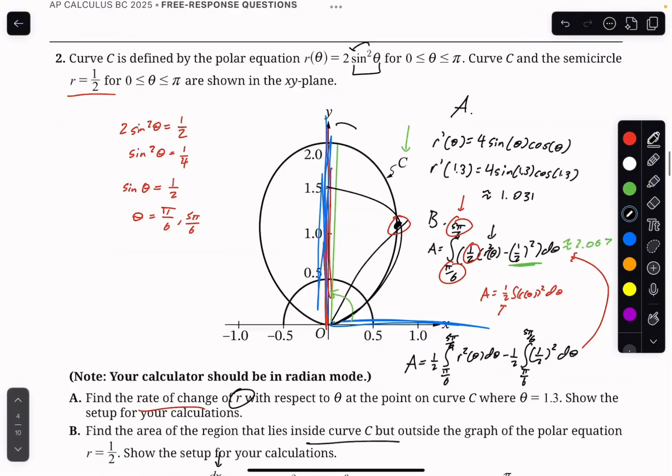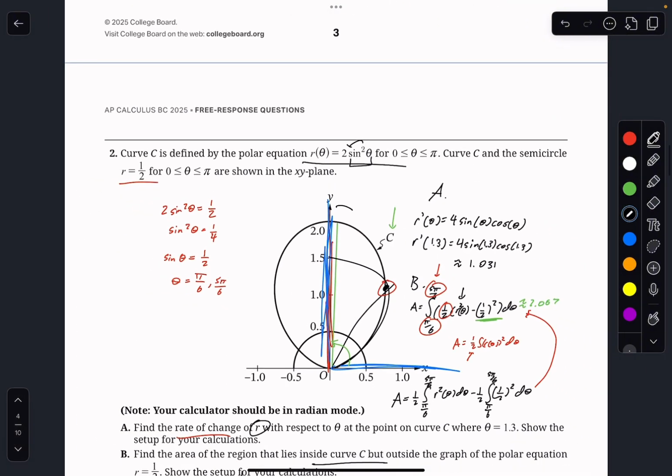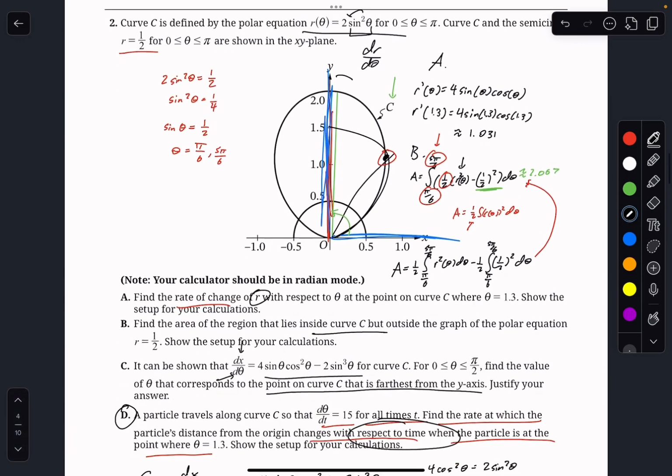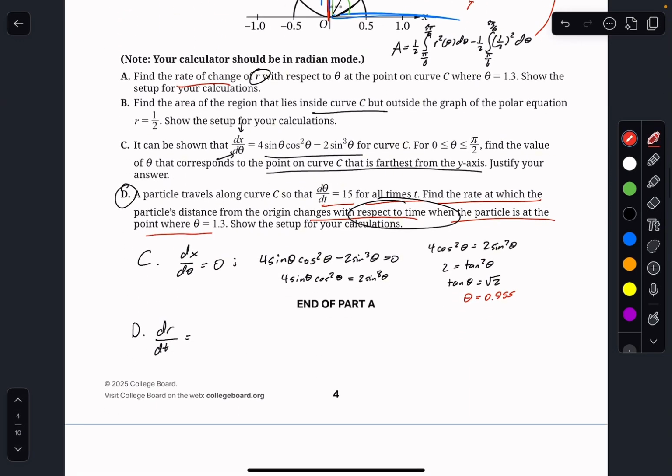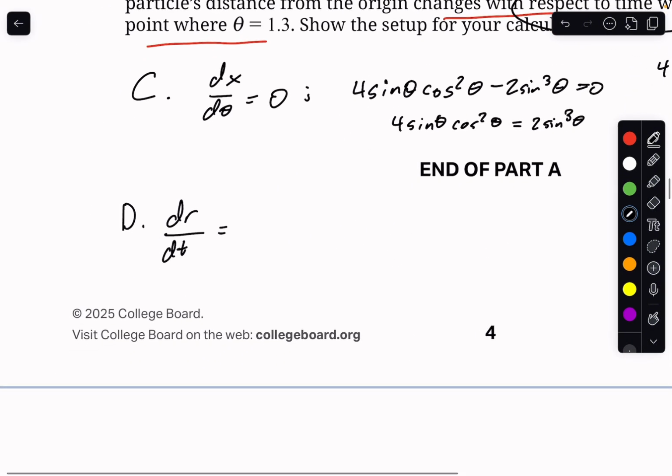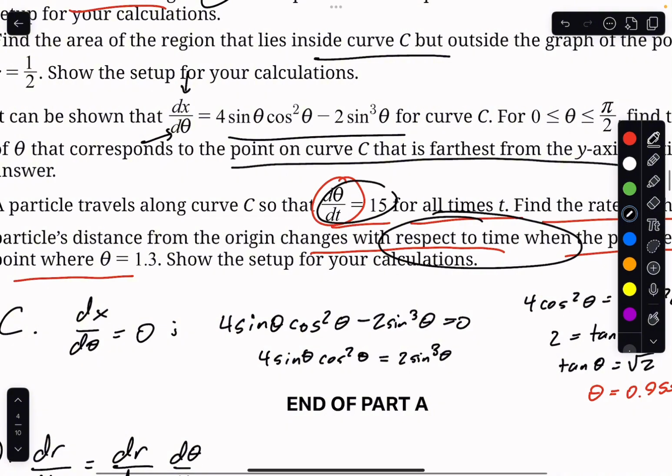Now, if we look at the original problem statement, we have r of theta. The derivative would be dr d theta. And what do they give us in the problem? They give us d theta dt. So if you're a calc student, this should ring a bell immediately. We can use the chain rule. The chain rule states that we can simply do this. We have dr d theta, and we have d theta dt, which is given right here. This is equal to 15 all the time.